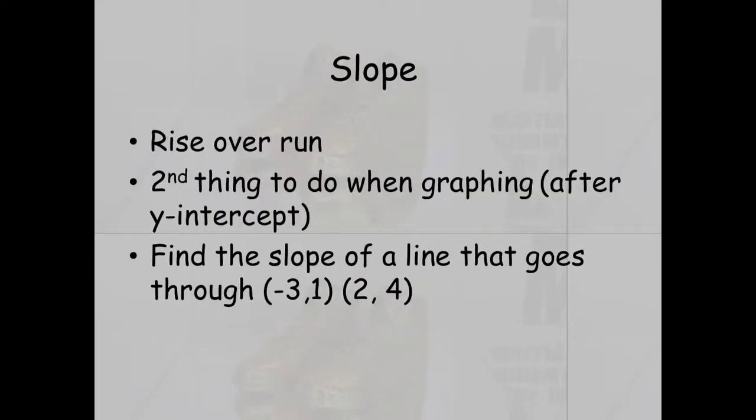The first topic we have in Chapter 5 is slope. As most people can remember, slope is expressed as a ratio of rise over run. When you're graphing, it's the second thing to do. First thing would be the y-intercept, or you can think of it as y equals mx plus b. B is where you begin, y-intercept.